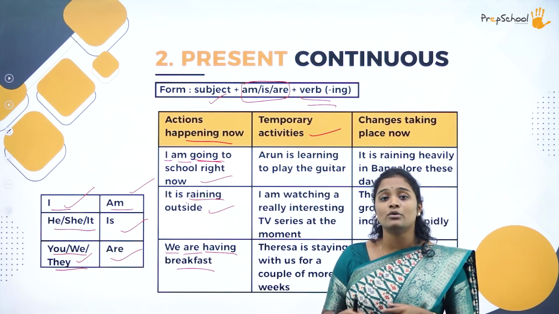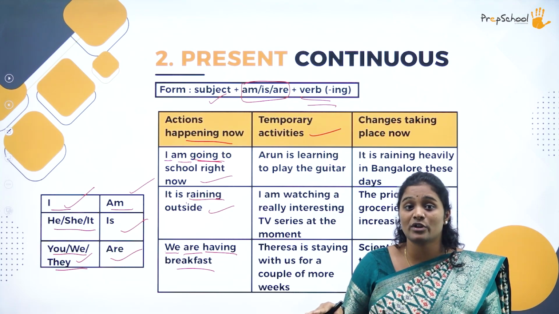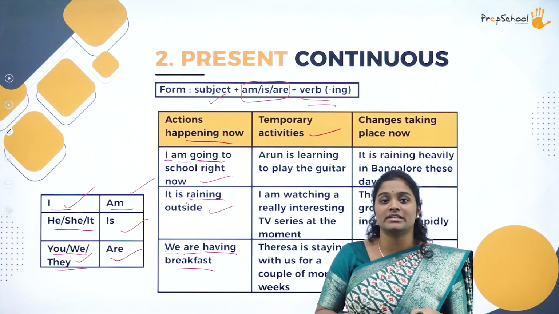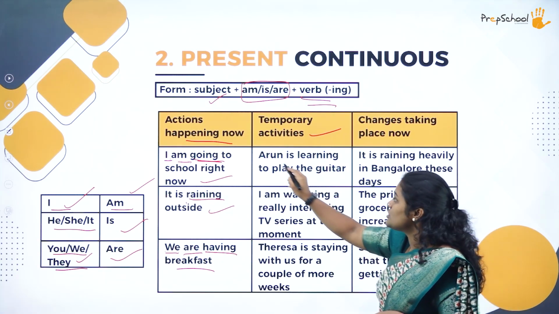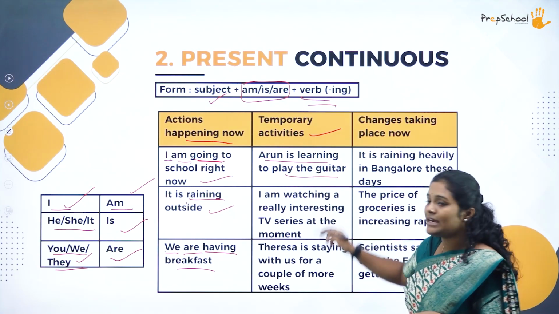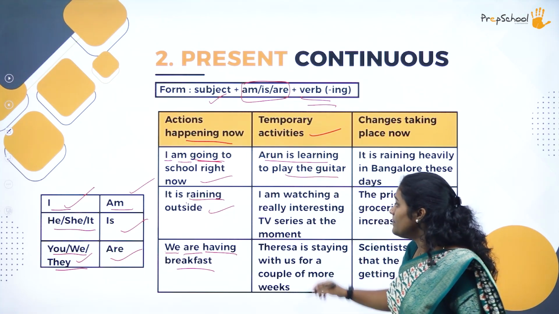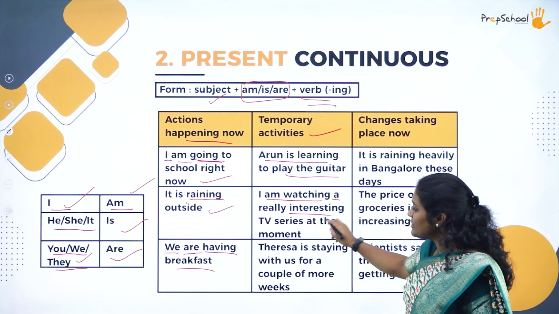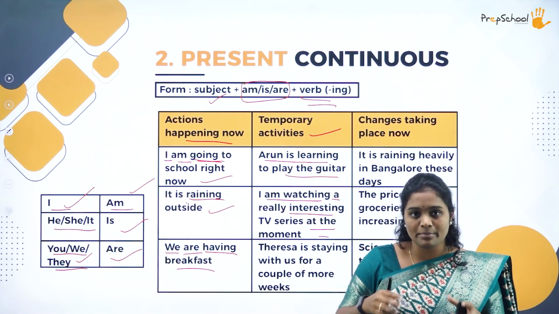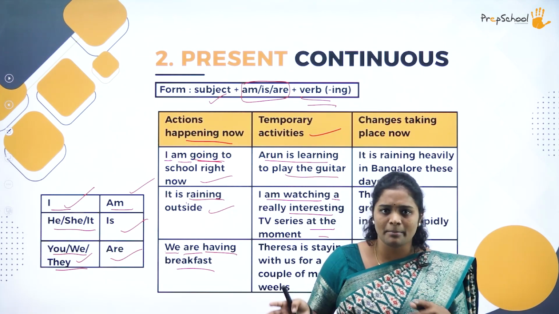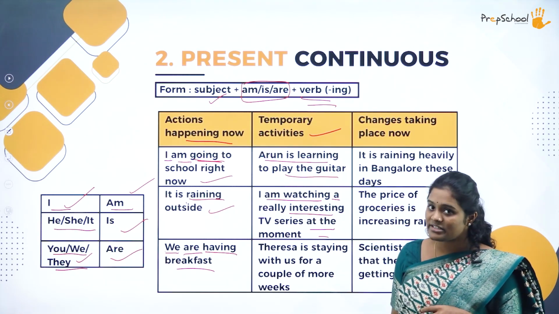Then the second one, temporary activities. If you were to talk about not the habits, not the activities that take place on a day-to-day basis, temporary activities also you can talk about in the present continuous tense. The first one is Arun is learning to play guitar. He's still learning to play guitar. Next up, I am watching a really interesting TV series at the moment. Although it is temporary, I might wind it up at some point, I don't know. But right at the moment, I am watching an interesting show.